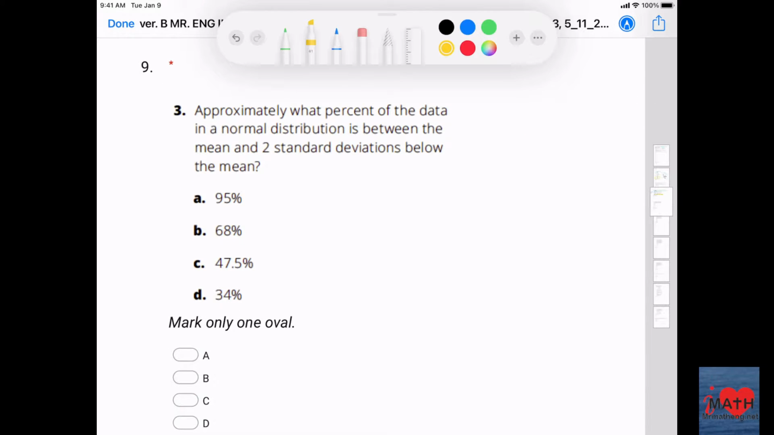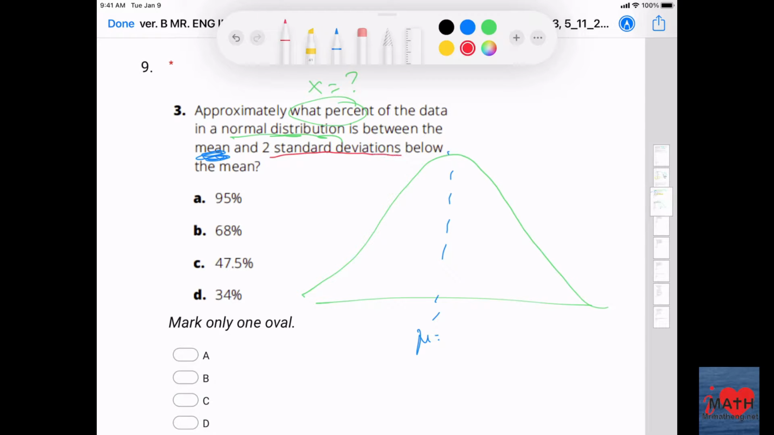Question number 3. Approximately what percent of data in a normal distribution, so let's get ourselves a picture here, normal distribution, I'm going to draw my paranormal ghost curve. So what percent is between the mean, so here is the mean that I have here in blue, and two standard deviations below. 2 standard deviations below the mean. Okay, so I have 1, 2. This we call 2 standard deviations below.